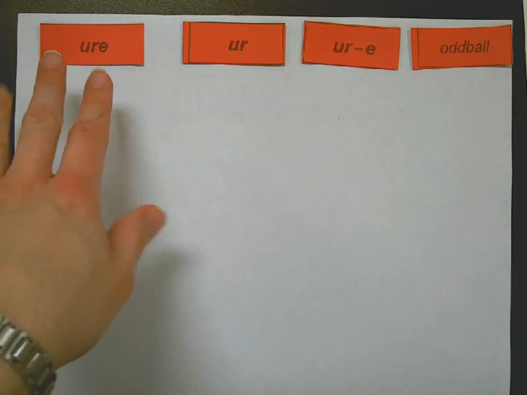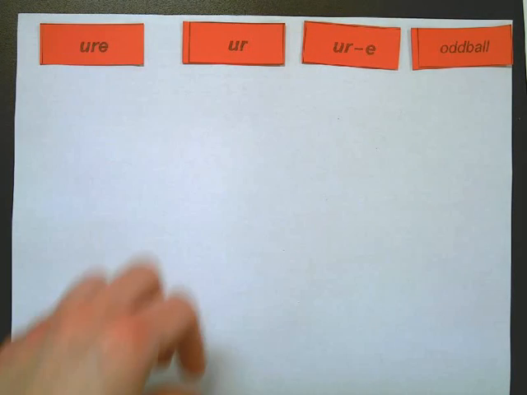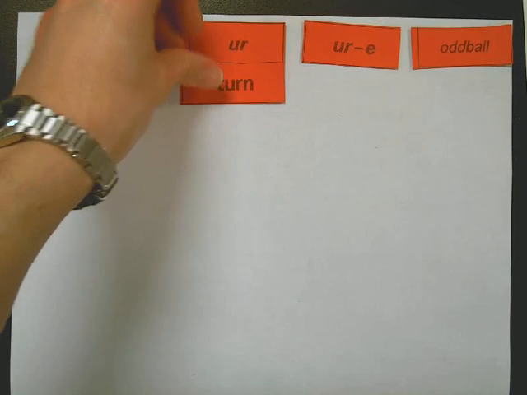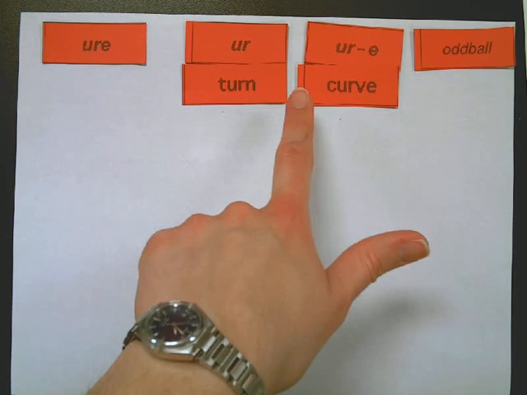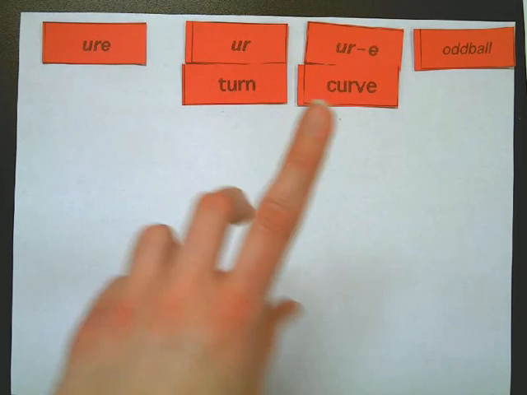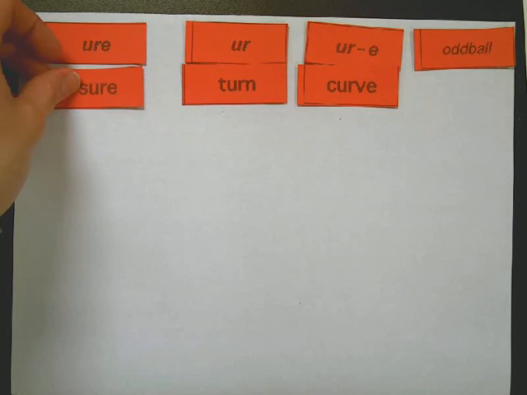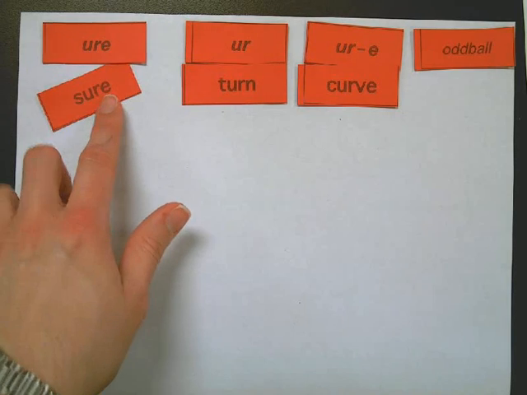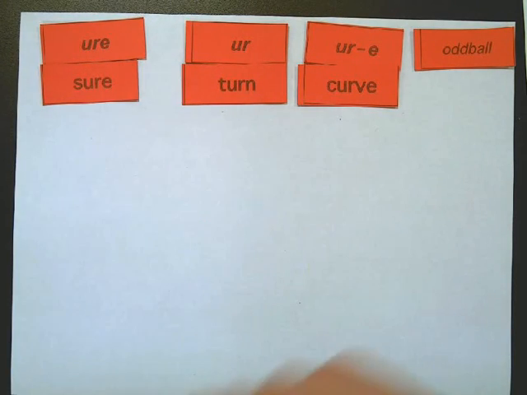So the two sounds that we're going to be listening for are the sound like in the word turn, or curve. You hear that sound. R next to U makes an sound. Or we're going to be listening for the sound or, like in sure. So versus or. And once we decide that, then we can look further at the spelling patterns.